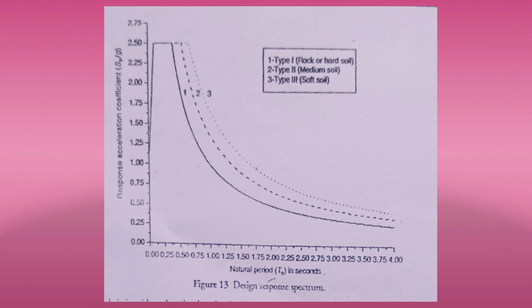In this figure they have shown three types of soils: type 1, type 2 and type 3. Type 1 is rock or hard soil, type 2 is medium soil, and type 3 is soft soil. They have indicated them by the numbers 1, 2, 3: the solid line indicates hard soil, the bigger dotted line indicates medium soil, and the smaller dotted line indicates soft soil. This is regarding the design response spectrum.